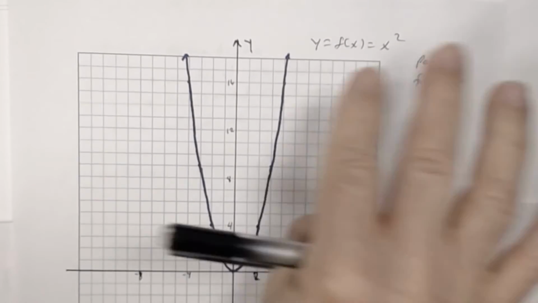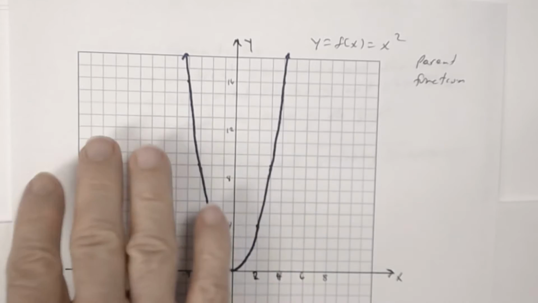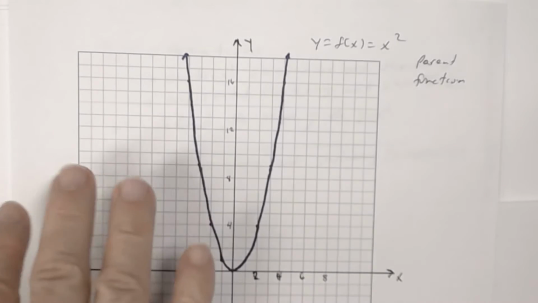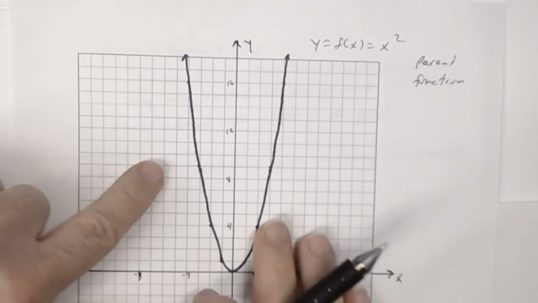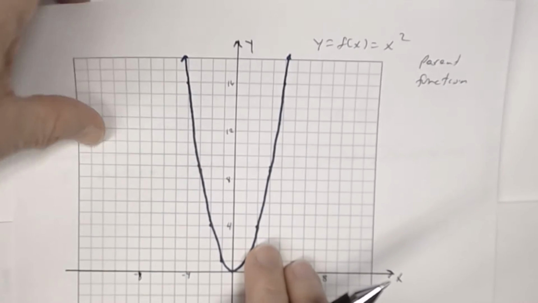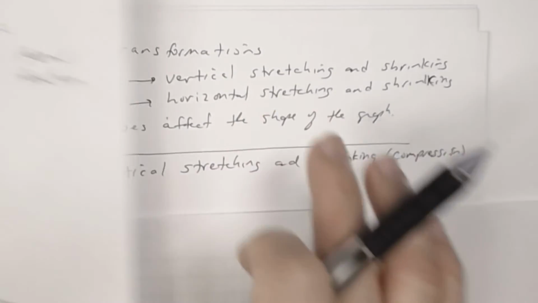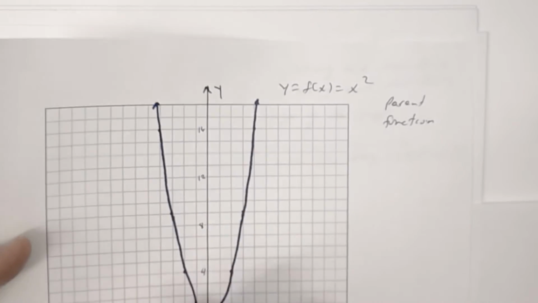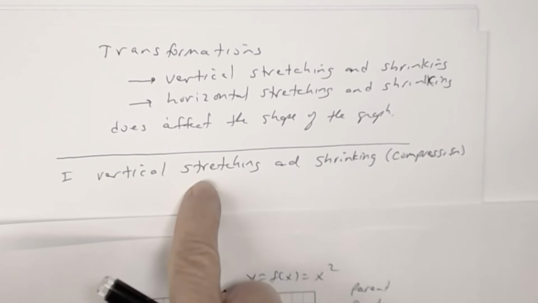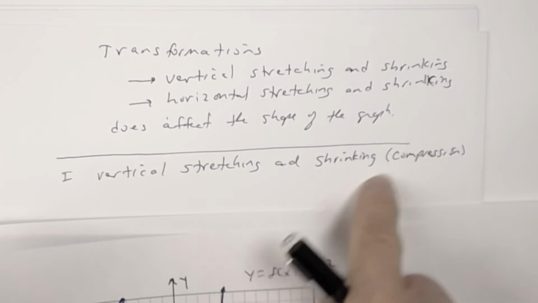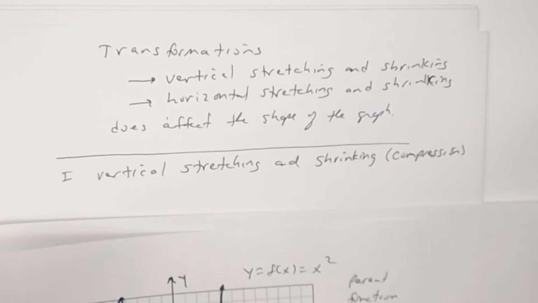And from this parent function, remember we did all the other stuff. We shifted horizontally, vertically, we reflected, and so forth. So that's our parent function. We want to start with our parent function. Now what I want to do is talk about this in terms of stretching it vertically and shrinking, or compressing, it vertically.